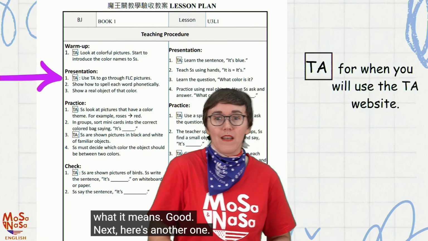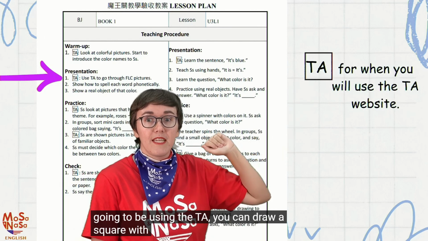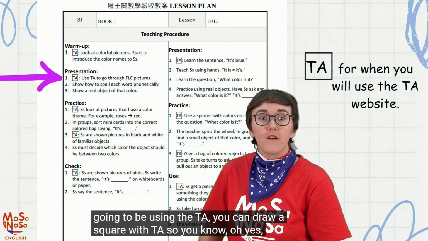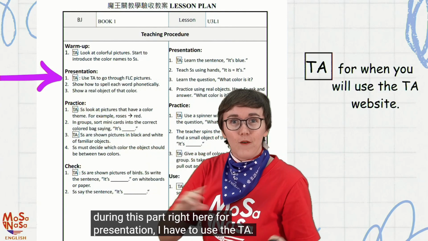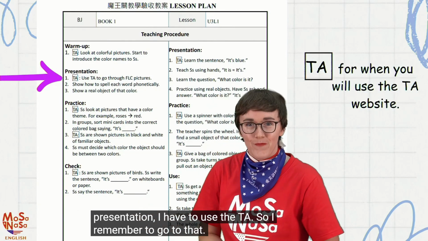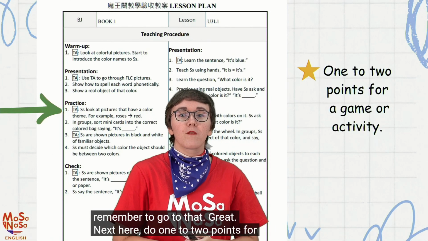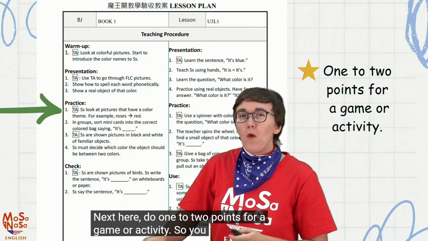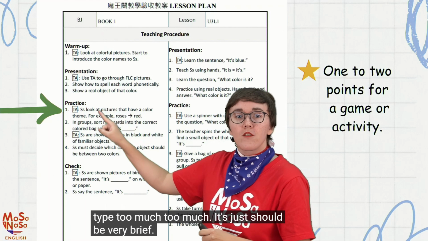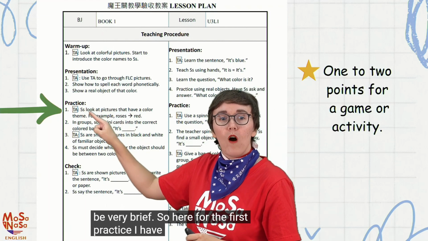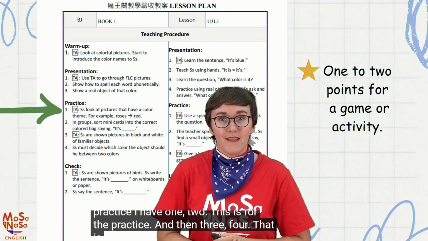Next, here's another one. So if you're going to be using the TA, you can draw a square with TA. So you know, oh yes, during this part right here, for presentation, I have to use the TA. So I remember to go to that. Great. Next here, do 1 to 2 points for a game or activity. So you don't want to type too much. It just should be very brief. So here for the first practice, I have 1, 2. This is for the practice. And then 3, 4. That is the next activity.